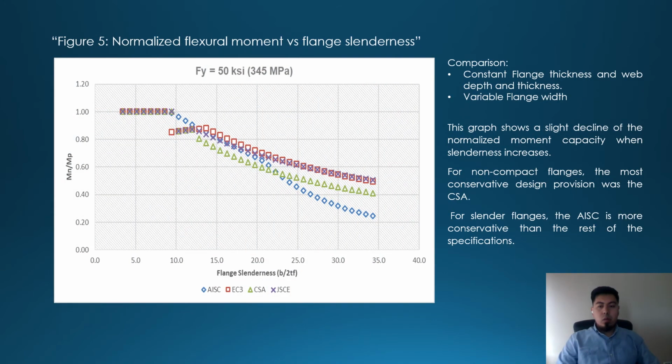A second comparison was performed with constant flange thickness, web depth, and web thickness, with variable width. The graph shows a slight decline of the normalized moment capacity when the slenderness increases. For non-compact flanges, the most conservative design provision was the CSA, and for the slender flanges, the AISC is more conservative than the rest of the specifications.